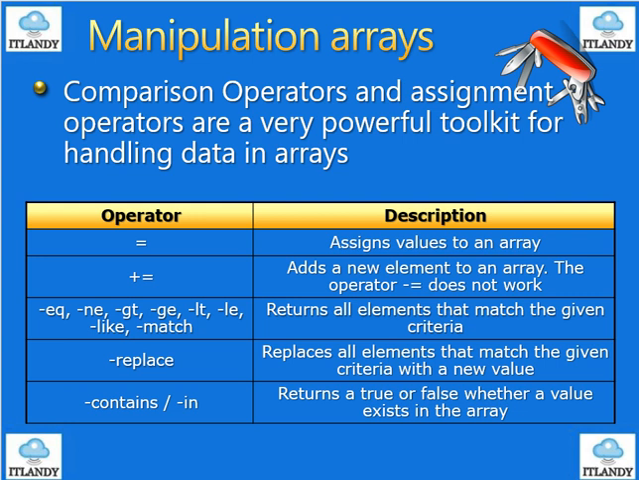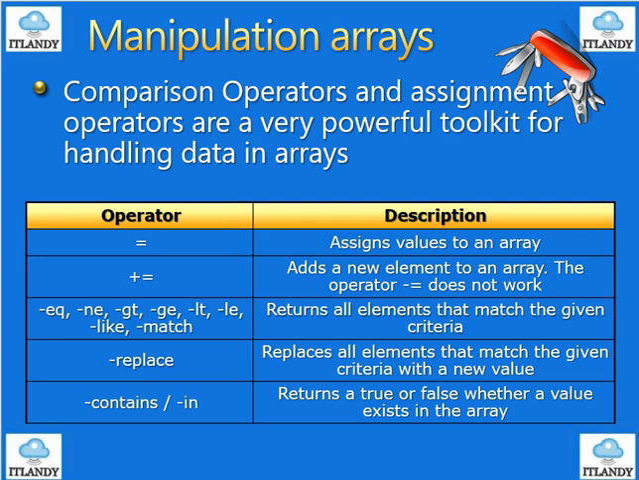You can see that Swiss knife. We use it for comparison operators and assignment operators, which are a very powerful toolkit for handling data in arrays. Let's have a look. We have the equal, the plus equal, and you can see -eq, -ne, -gt, and so on, matching, replacing, and contains. Let's have a look at the description of these operators, because these operators are the Swiss knife for us within PowerShell. So equal will give us the assignment of a value to an array.